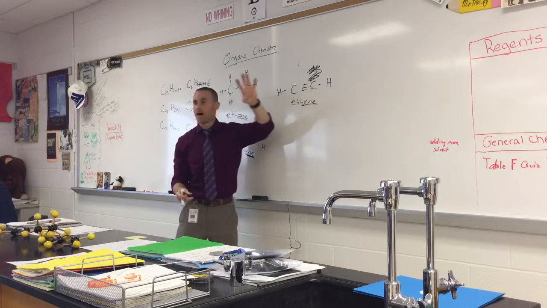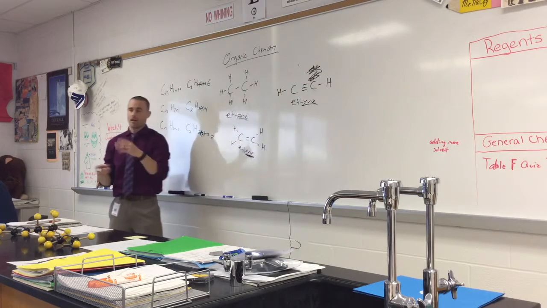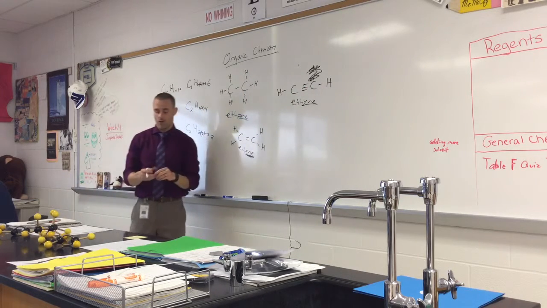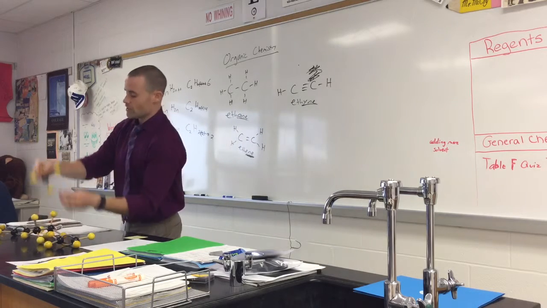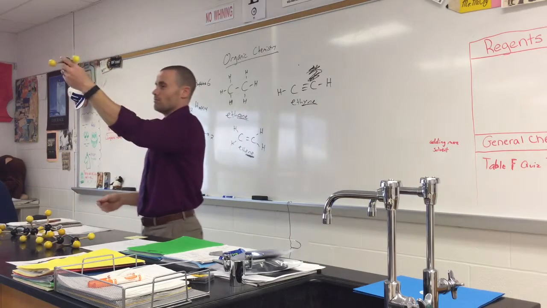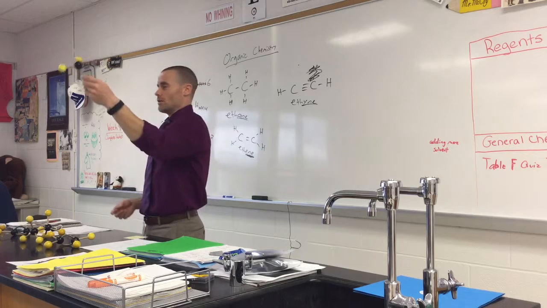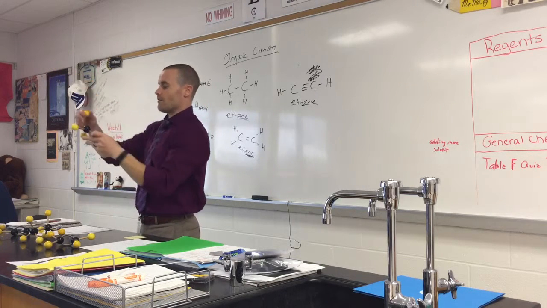1, 2, 3, 4 bonds. So every carbon must have 4, and it can't have less or more. Has to have 4. Okay? So if I took the hydrogen off of this, it would basically self-destruct. It could not exist in real life. It has to have 4 bonds.